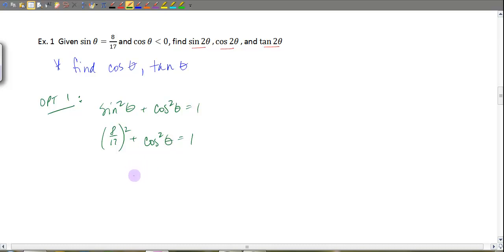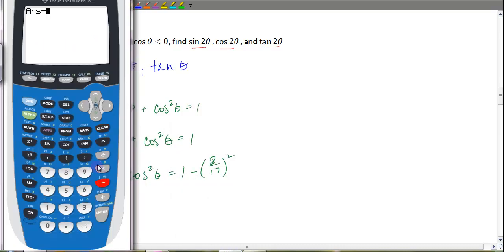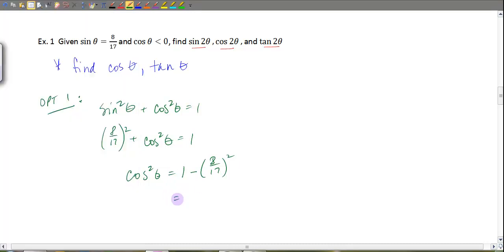So cosine squared theta is equal to 1 minus (8/17) squared, because I'm going to actually put this portion right here into my calculator. 1 minus 8 divided by 17 squared. I want back the fraction, math frac enter, and I get 225 over 289. So that's what cosine squared is.